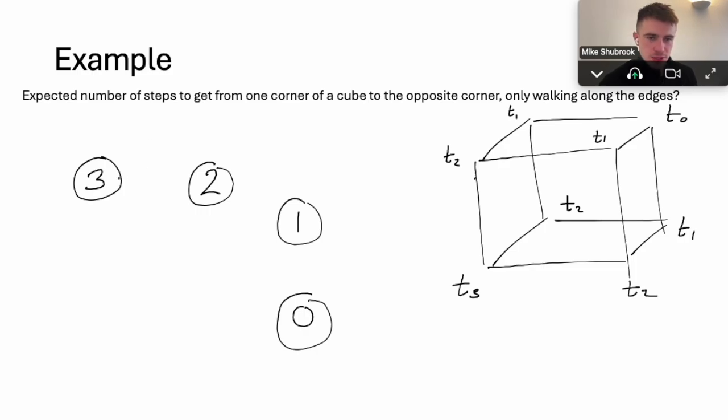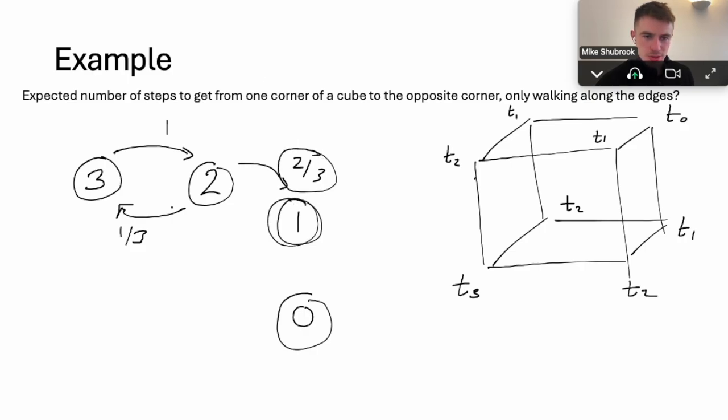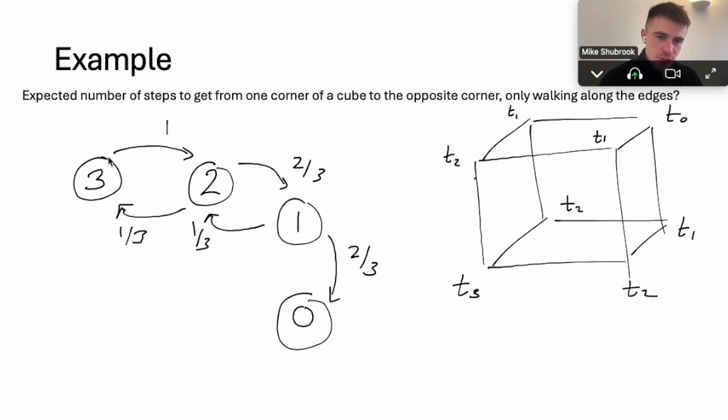So now let's redraw this as a Markov chain where each state represents the number of steps we are away from the target state. So there's a 100% probability of going from a state which is 3 steps away to a state which is 2 steps away, one of these 3 possibilities here. Now from a state which is 2 steps away, we have a probability of 2/3 of going to a state which is 1 step away, probability of 1/3 going back to a state which is 3. And the same for 1 step away, we can go to the target state with probability 2/3, or we can go back to the state which is 2 steps away with probability of 1/3. And then of course, once we're in the target state, we're going to stay there.